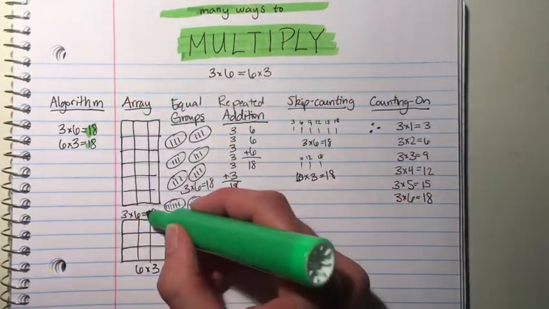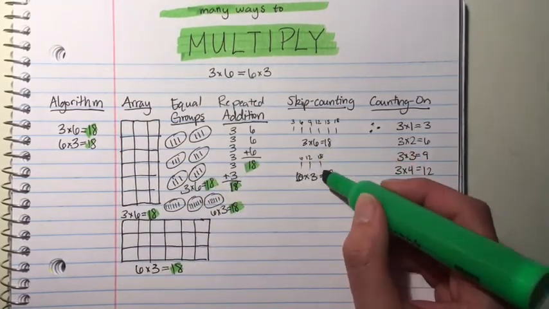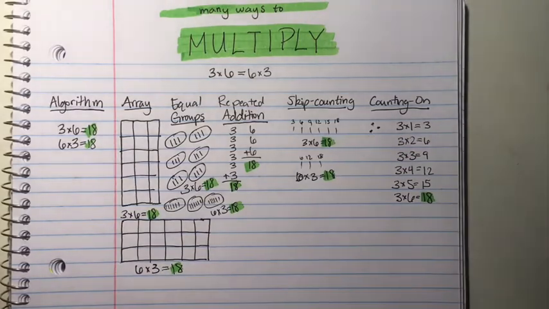18, 18, 18, 18. So if you were doubting whether 3 times 6 is 18 or whether 6 times 3 is 18, I hope you are not doubting me now.